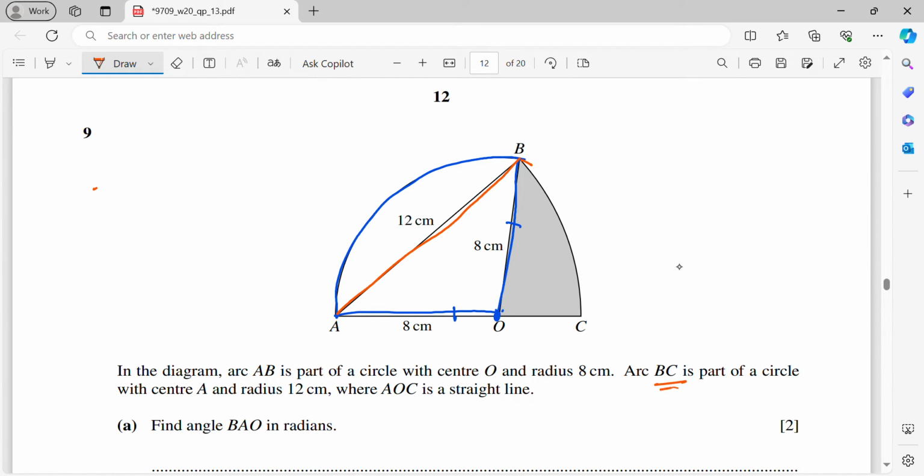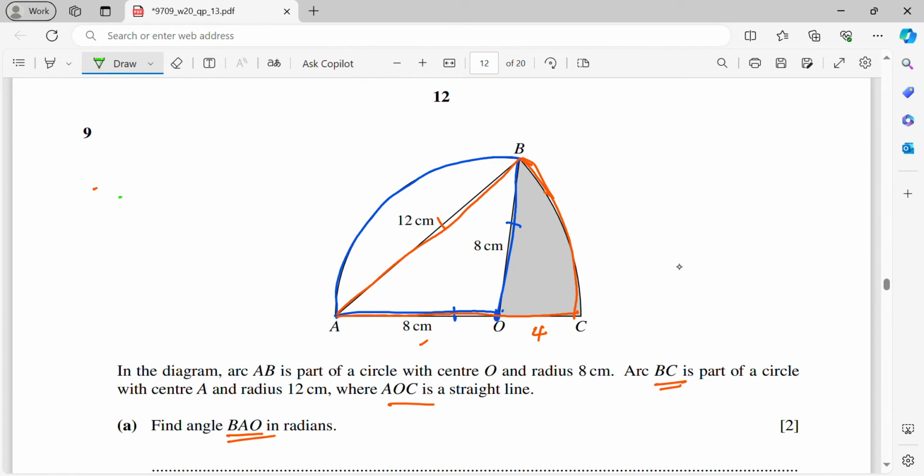Arc BC, sorry, arc BC. Arc BC is here. Alright, this is 12. So when this is 12, that means this is going to be 4 because here is 8. Now AOC is a straight line. Find angle BAO in radians.